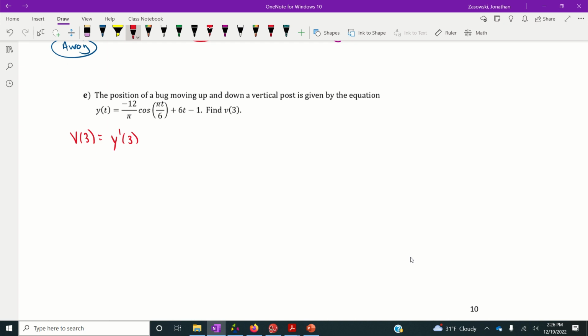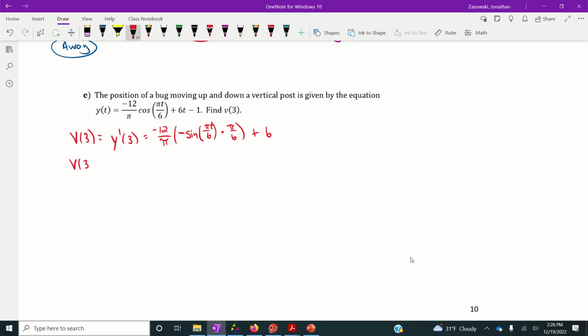So this negative 12 pi is a constant, and the derivative of a constant times a function, we just leave the constant alone and then multiply it times the derivative of this guy. Now the derivative of cosine is negative sine, and then we also need to do a chain rule and multiply times the derivative of the inside, which since it has a t, this becomes 1, and we just get pi over 6 left over. Plus, derivative of 6t is just 6, and the derivative of 1 is just 0. So that is my function.